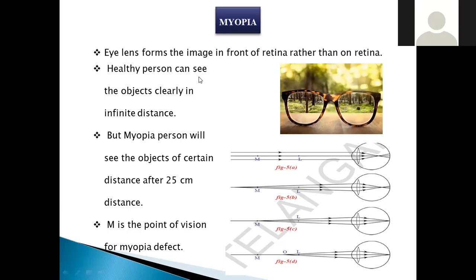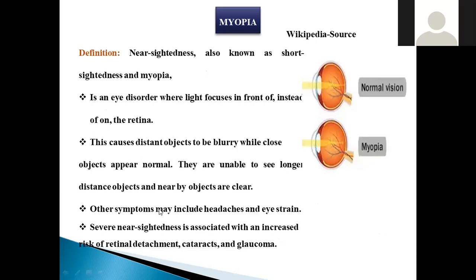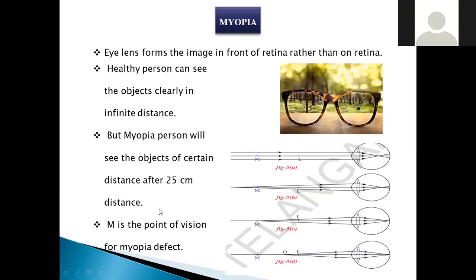A healthy person is able to see objects which are present far away, and even infinite distance objects are visible to the human eye. But myopia persons are not able to see beyond a distance of 25 centimeters only, the focal length of this human eye. So they are able to see the pictures up to a certain distance. Beyond that distance, the entire pictures will be blurred. Hence, you can say it is short-sightedness, or otherwise it is also known as nearsightedness.